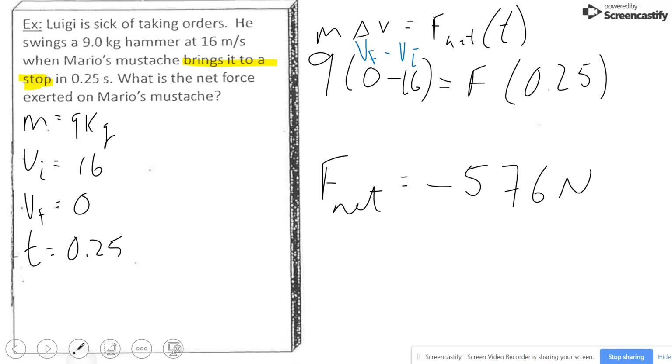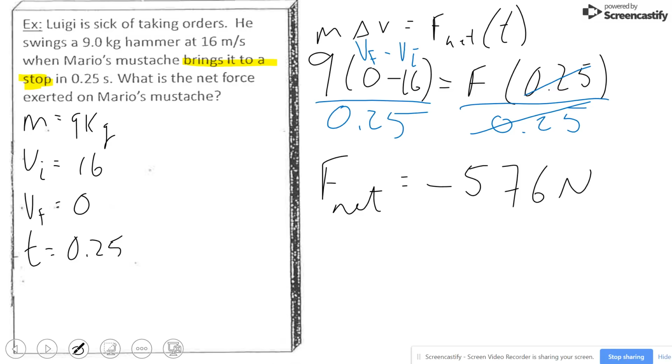So if you rearrange this, we divide both sides by the 0.25 to get F by itself, because then these two cancel, you end up with your net force being negative 576 newtons. And the reason why it's negative is because it's going backwards. So this tells us that our force that's being applied is being applied backwards.